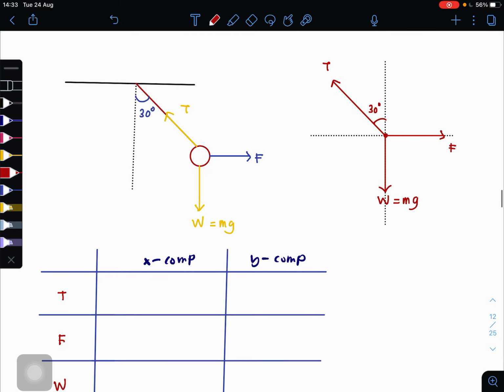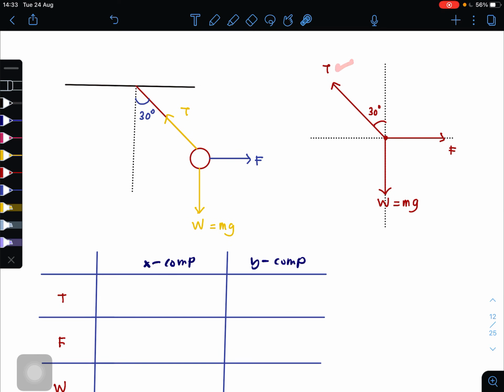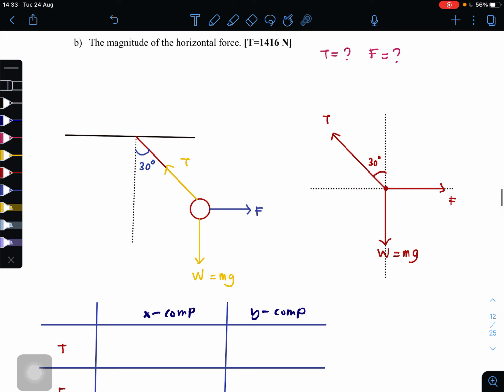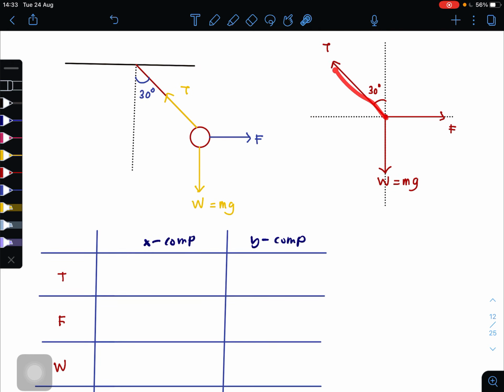Okay, let's look at them one by one. Tension here. So tension here, we are not given the value. Are we given the value? We're not given the value. Actually, tension is what we want. Okay, so basically what we want is tension, and for question B, force. So we are not given the value here. Okay, but we can transfer the information that we have. Okay, tension here, we need to resolve into Y and X component.